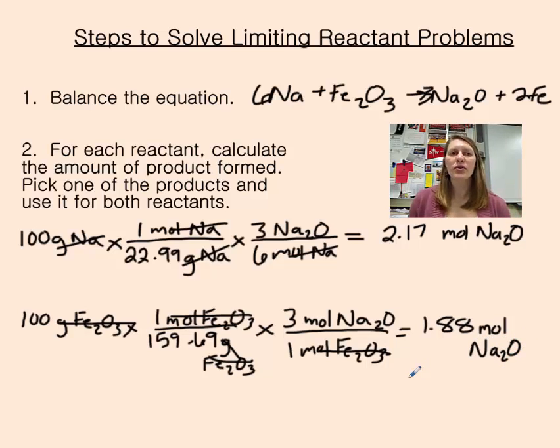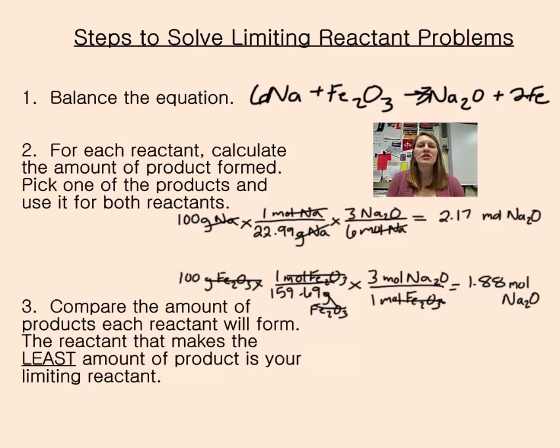So when I solved for this, I went to moles of the same product. So these two amounts are going to be comparable. Now the last step that we said is that you need to go ahead and compare our two answers. So when I look at a comparison between how much product the sodium can make and how much product the iron oxide can make, I'm noticing that the iron oxide makes less of the product. Therefore, my limiting reactant in this particular equation is going to be my iron oxide. So you want to go back to what is the reactant that is limiting.